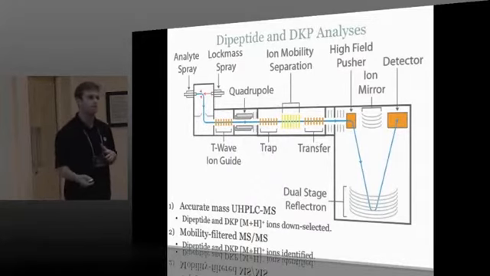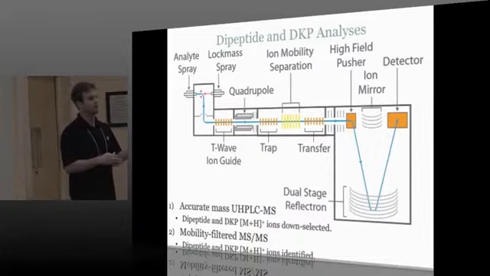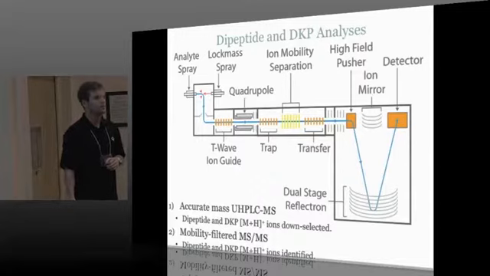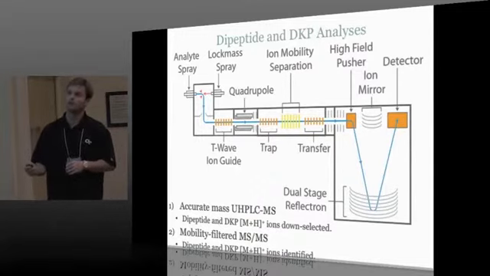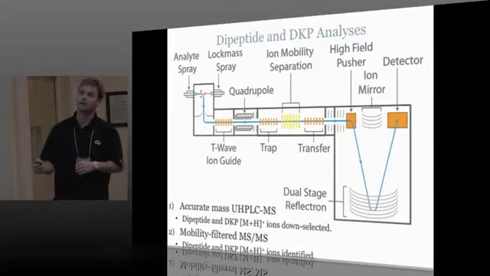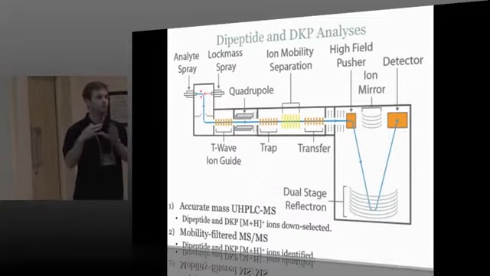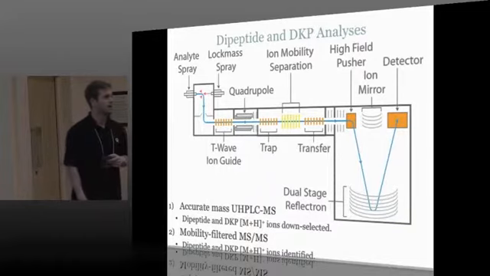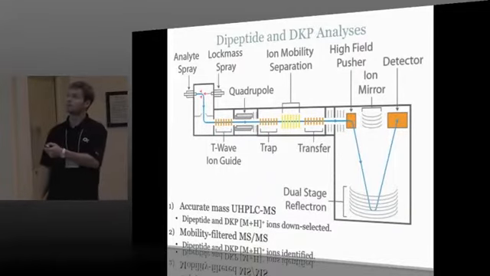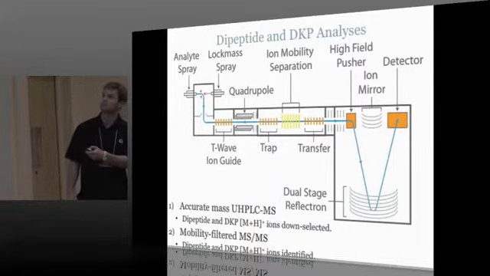Now, if we look at dipeptides and DKPs, our approach was to use ultra-high performance liquid chromatography with quadrupole ion mobility separation and time of flight mass spectrometry. When your compounds of interest come off the column, they come into the instrument here and they get ionized. And that's when they go through ion mobility separation, which separates the molecules based on their cross-sectional area when they interact with a drift gas acting in the opposite direction. And then they enter the mass spectrometer for high-resolution mass analysis.